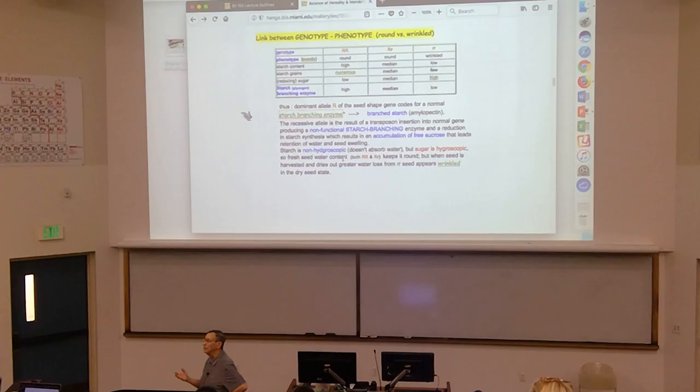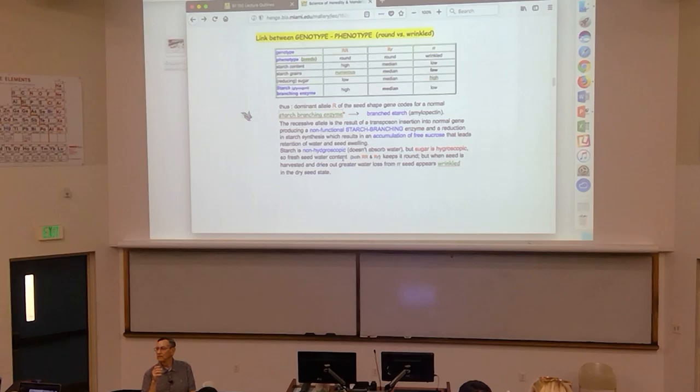What's the difference between a round pea and a wrinkled pea? A round pea has a lot of starch in it. Have you ever had pea soup? It's kind of like wallpaper paste. It's really thick and yucky. But it comes from nice big round peas.